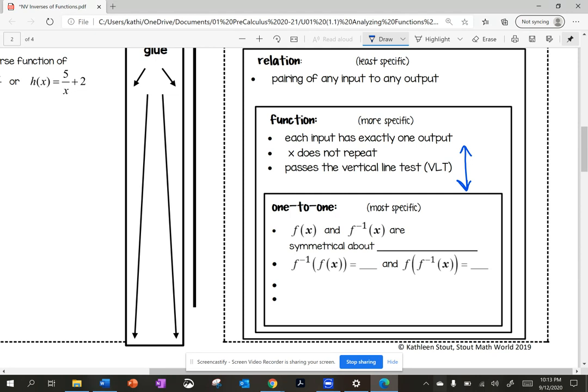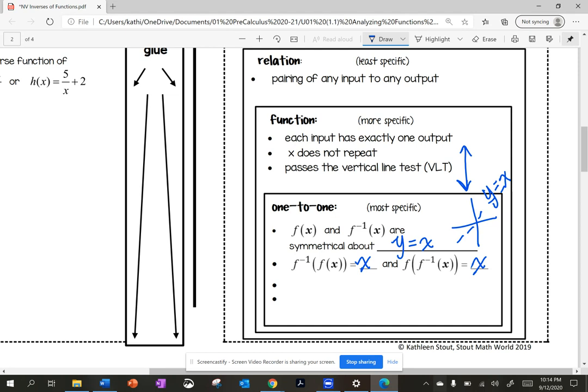And f of x and its inverse are symmetrical about the y equals x line, and the y equals x line is the 45-degree line right here. So the inverse composed with the function gives the result x, or the other way around, if I take the function first, composition with the inverse, I will also get x. And that has to do with this y equals x line, because I'm symmetrical about this line.